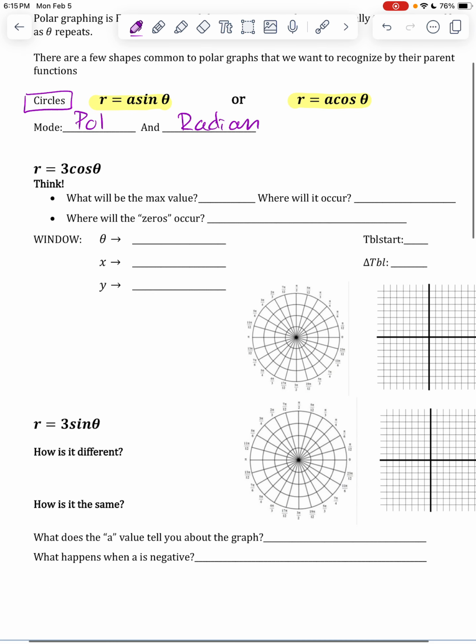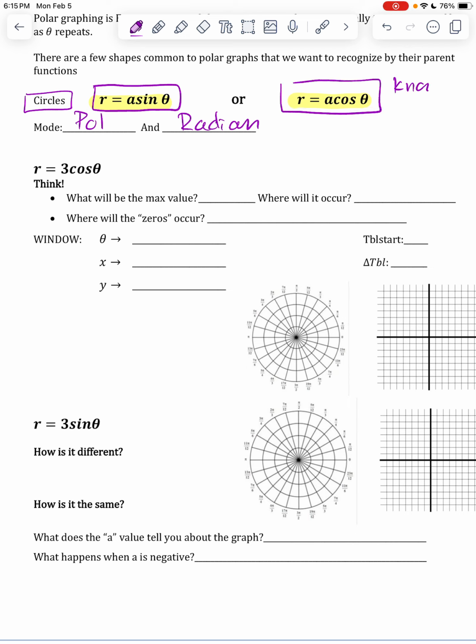All right, so we're going to look at these two formats. You're going to have to recognize the format. So you want to be able to know when you see something in front of cosine and something in front of sine, that's going to generate a circle. And we're going to add to that list the rest of today and tomorrow. So here's an example. Obviously here, this is our A value, and this is the right format. So I would see this on my quiz and go, okay, that's going to generate a circle.